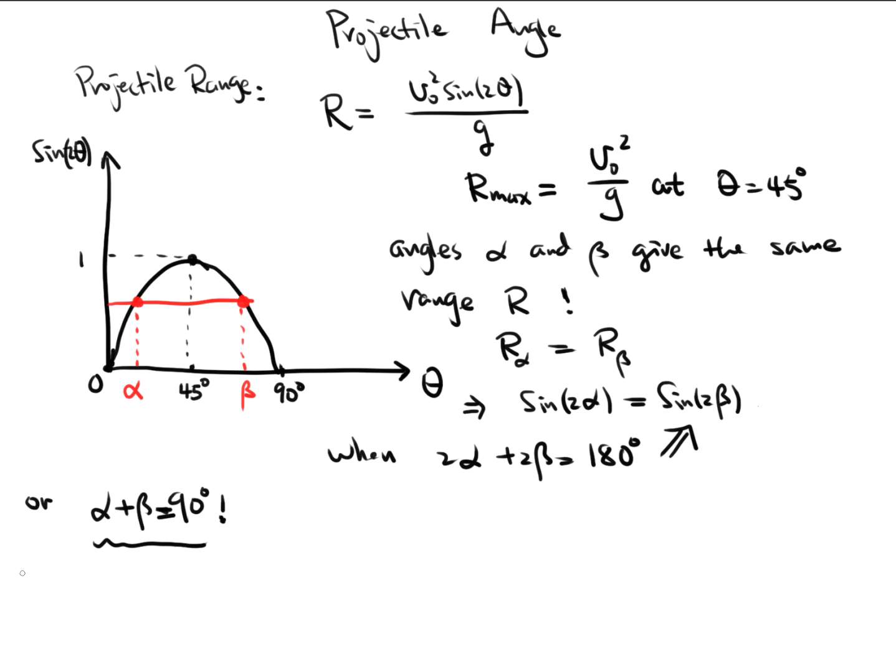Let's look at a couple of numerical examples. Let's say alpha equals 10 degrees. Then the range will be the same as for the angle beta equals 80 degrees. And if alpha equals 30 degrees, then beta equals 60 degrees. So it's very convenient to have this conceptual understanding of the range as a function of the initial angle theta.